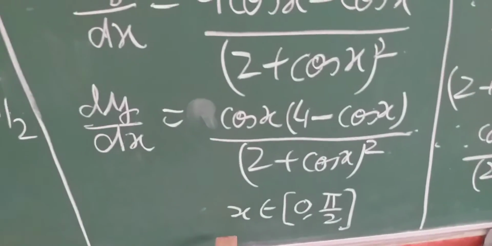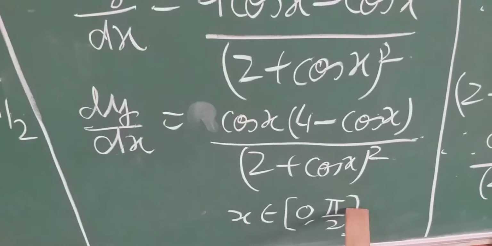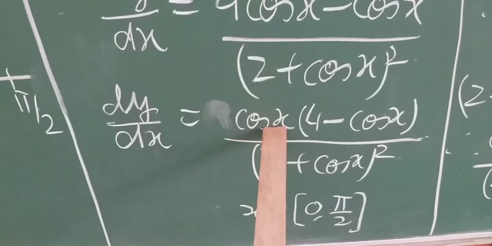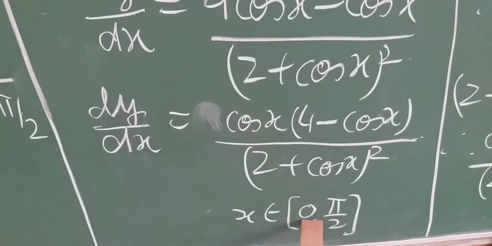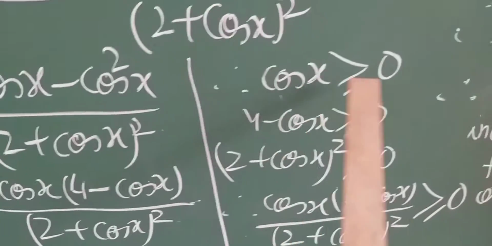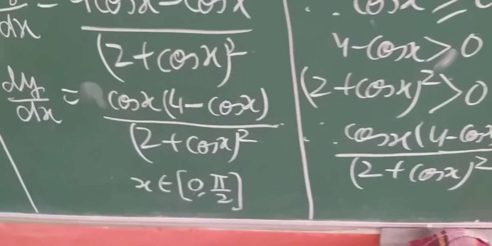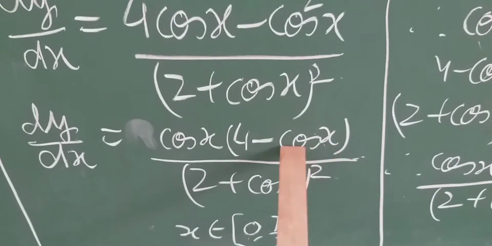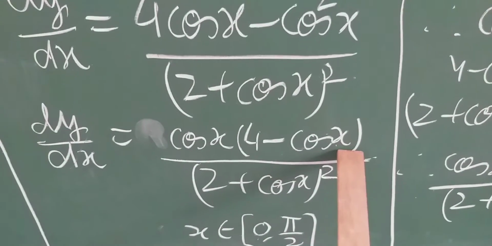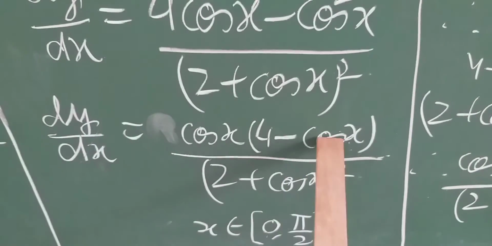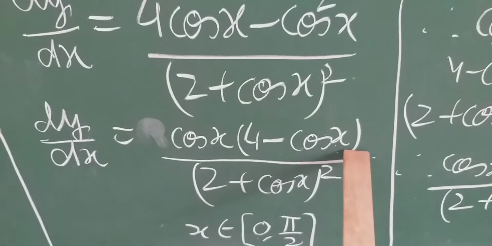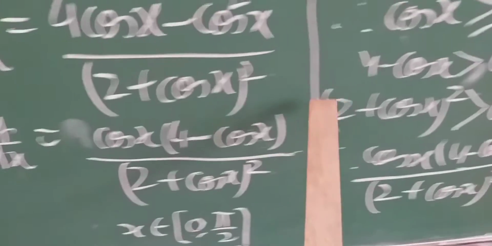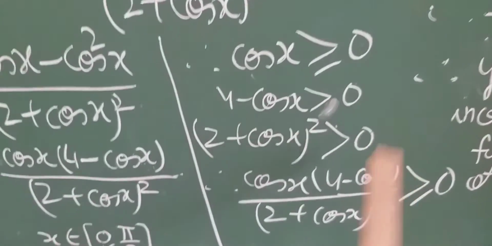Okay students, now x belongs to 0 to pi by 2. So the cos x value will be positive in the first quadrant. So I have written cos x greater than or equal to 0. Now students, we know that the value of cos x lies between minus 1 to 1. So in the first quadrant, the value of cos x lies between 0 to 1. So 4 minus 0 or 4 minus 1 is positive. So 4 minus cos x is greater than 0.